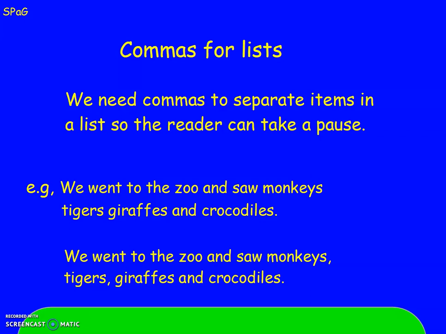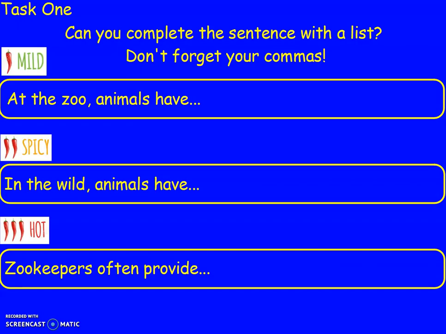So for task 1 today, you're going to see if you can complete these sentences with a list. And I want you to remember that your commas are going to be in the list to separate the items in your list. Remember, you won't need a comma before the and at the end, just in between the other items in the list. So Mild says, at the zoo, animals have. Okay, so what do animals have at the zoo? What can you put in your list there?